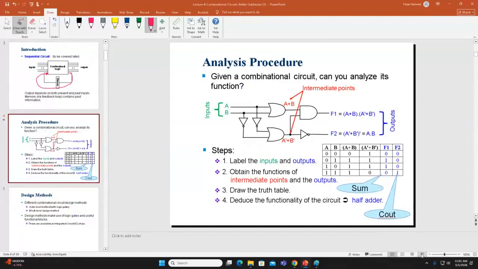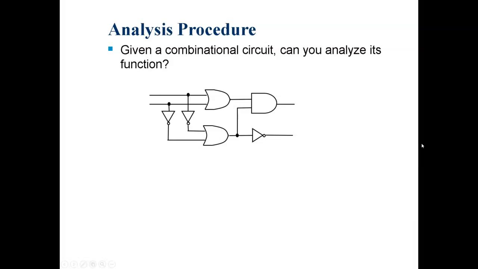Now, if we are given a combinational circuit, can you analyze its function? Whenever a combinational circuit is given, the logical diagram is given here. Everyone, please speak at least something. If you look at this circuit, how many inputs are there to this circuit, and how many outputs are there? Can you tell me? Please, quick. Two inputs, two outputs. Very good.